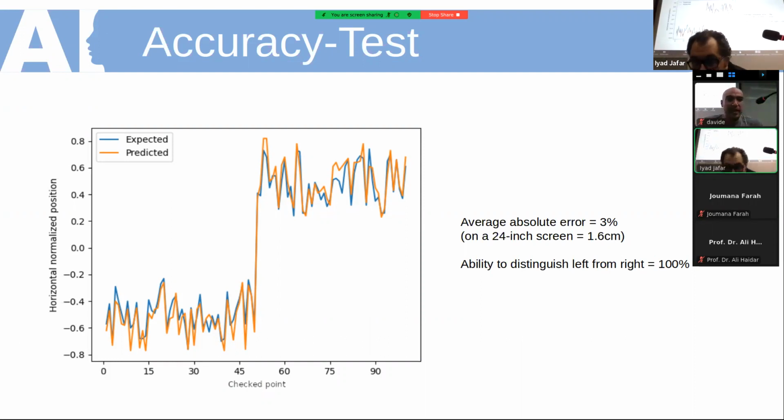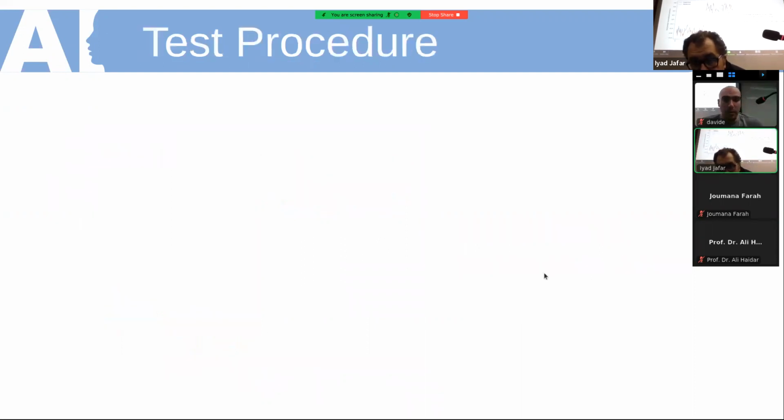We can see that the average error is 3%. We tested it on a 24 inch standard monitor, and that corresponds to 1.6 centimeters of error. That is pretty low. And the most important thing for the experiment that we talked about before is that the ability to distinguish left from right is 100%. That is pretty precise for a normal webcam.